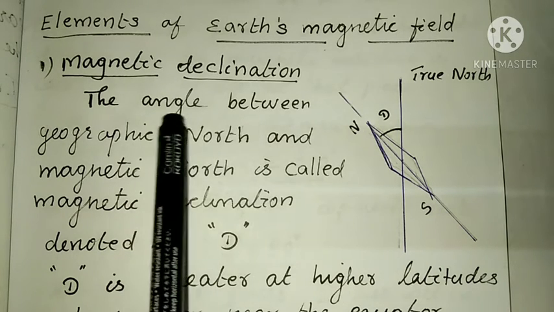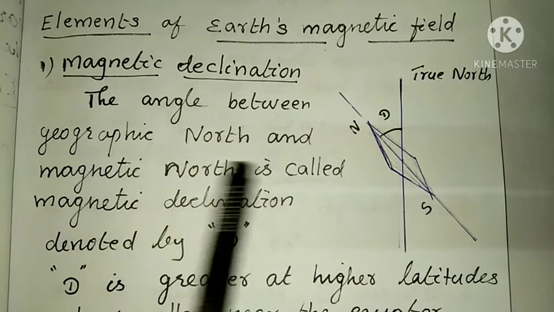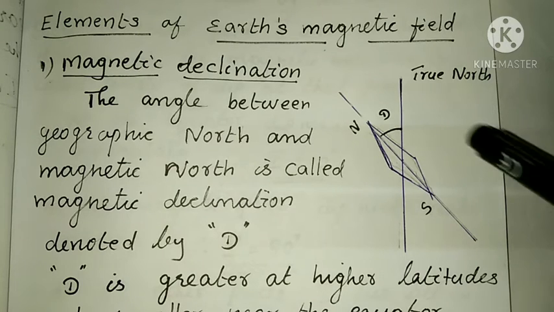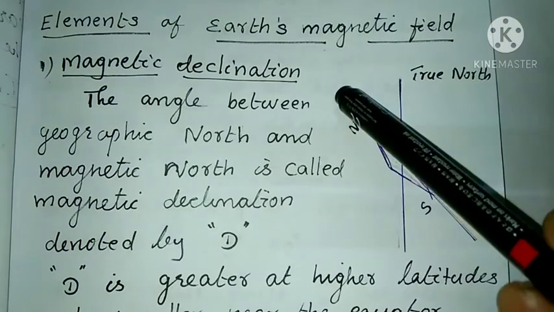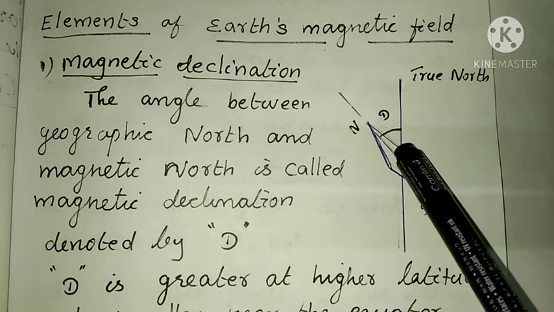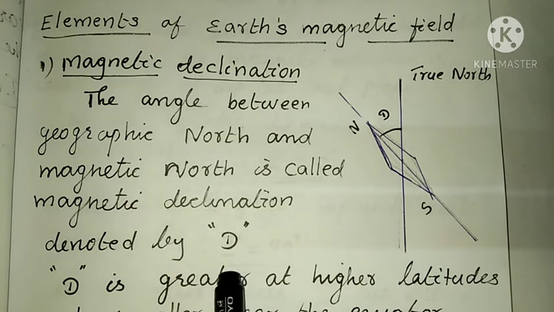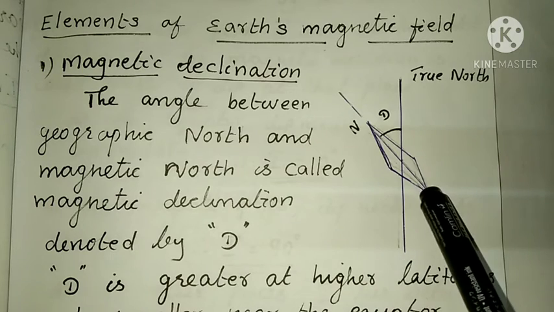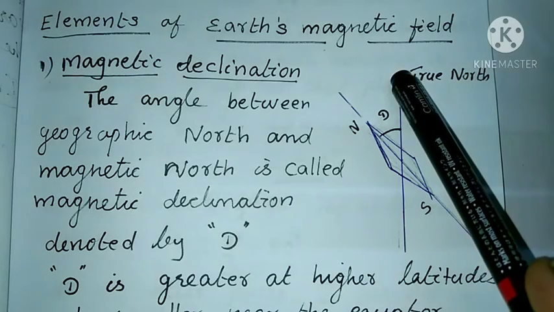Here the first one, magnetic declination. It is the angle between geographic north and magnetic north. So this is the geographic north, that is the true north, and this is the magnetic north. So the angle between these two is known as the magnetic declination, and is represented by D. And this magnetic declination arises because the magnetic axis of the earth does not coincide with the geographic axis.